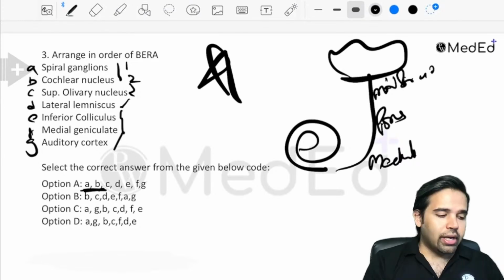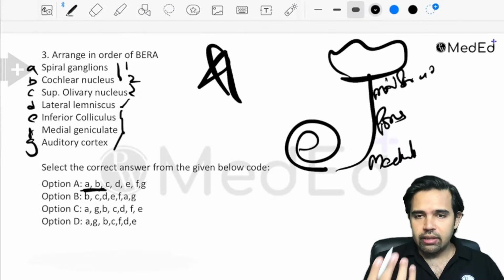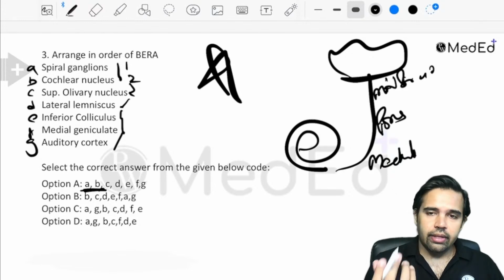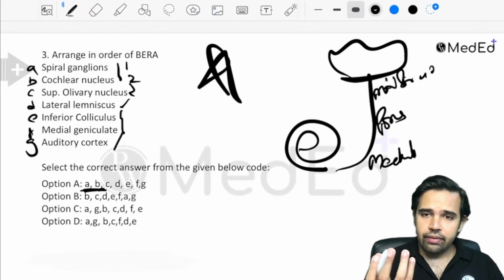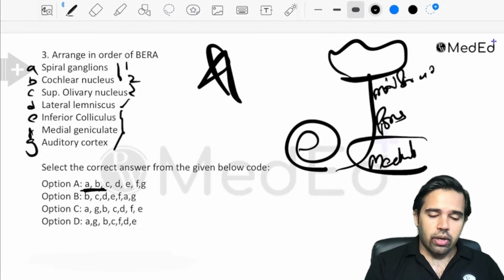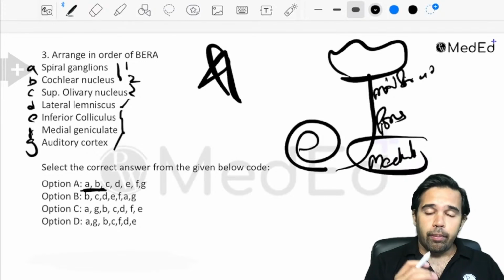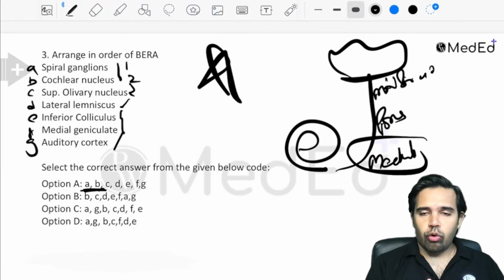midbrain. So the spiral ganglion is housed in the cochlea, inside the auditory system, and the cochlear nucleus is in the medulla. So there is no confusion there. Cochlea se start hota hai, cochlear nucleus. The problem comes next. What is there in the pons? How do you identify it from these four?